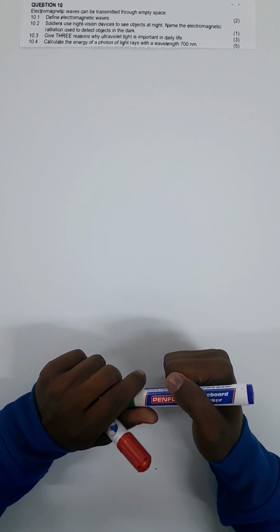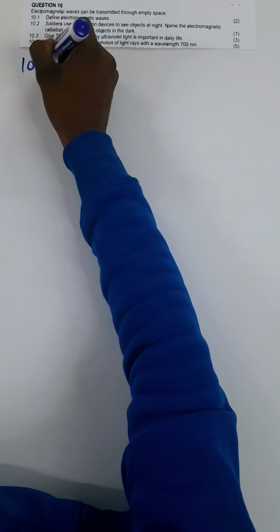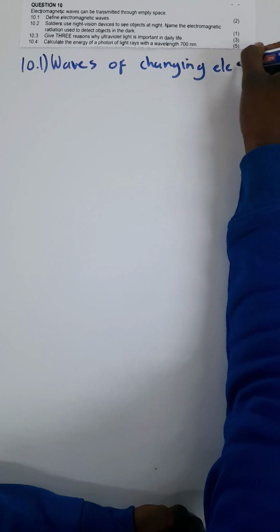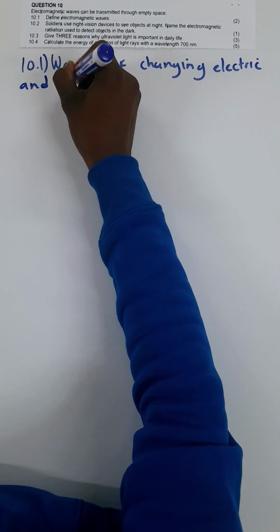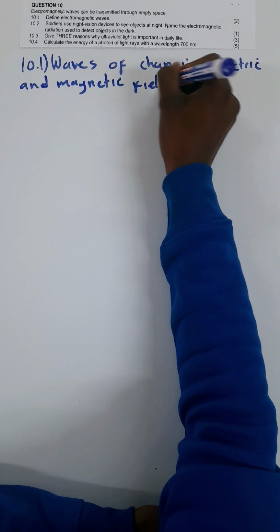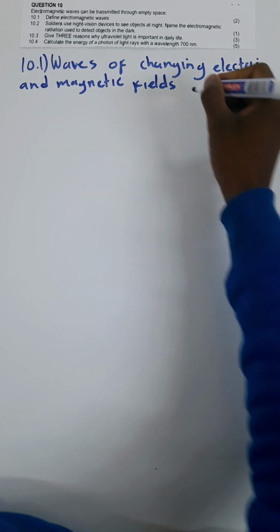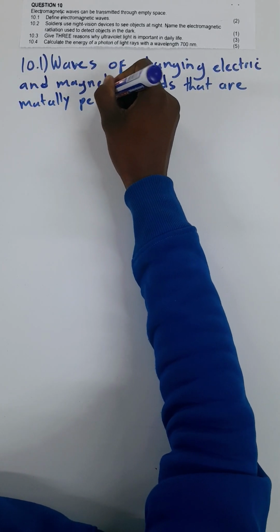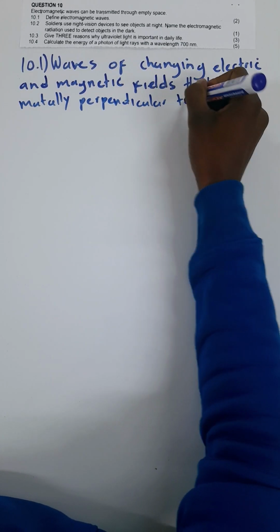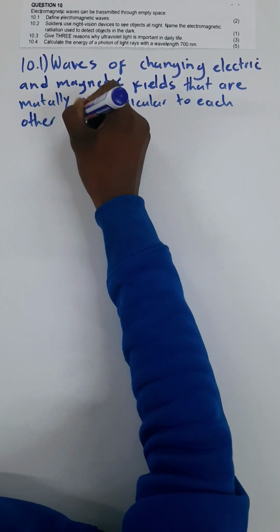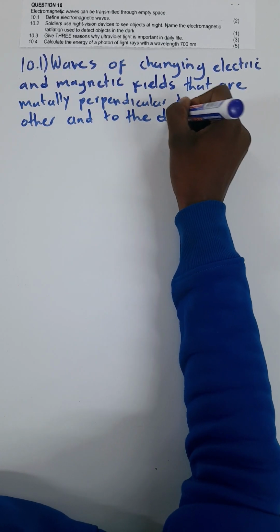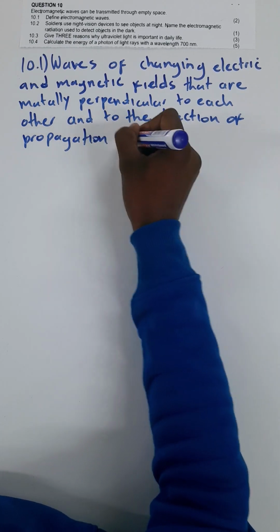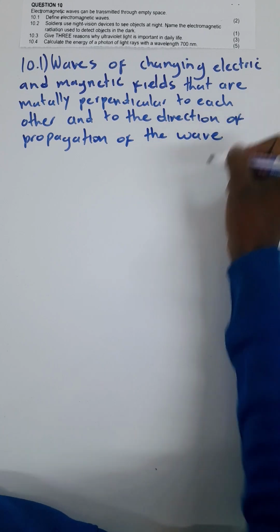10.1 says defining electromagnetic waves. Electromagnetic waves are waves of changing electric and magnetic fields that are mutually perpendicular to each other and to the direction of propagation of the wave, right?